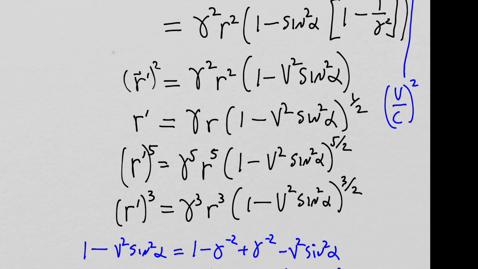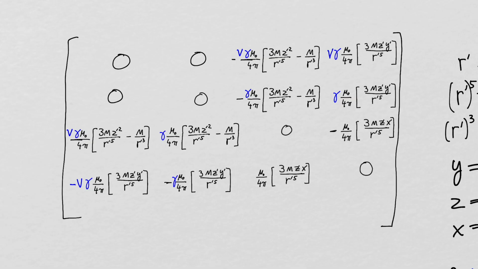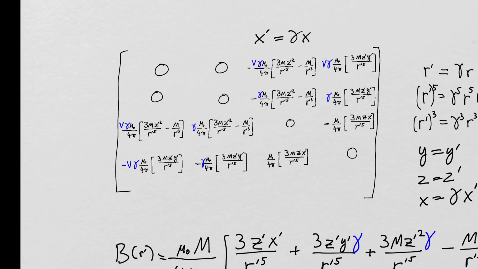And let's see. So now, armed with those things, I can replace these r primes to the fifth, these r primes to the third. I can also replace the z primes and y primes with just z and y, because I know that there's no change in those coordinates because they're transverse to the direction of motion. X, however, x prime has to be replaced with gamma x, right? Because there is an effect in that direction of motion. So now I can start making these changes in every one of these pieces of the matrix.